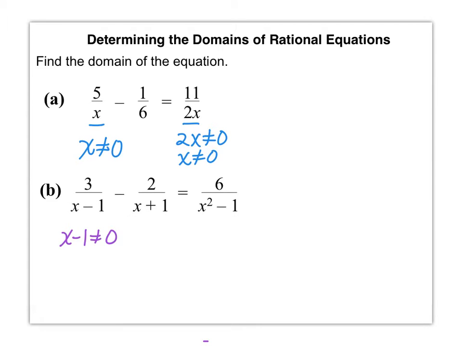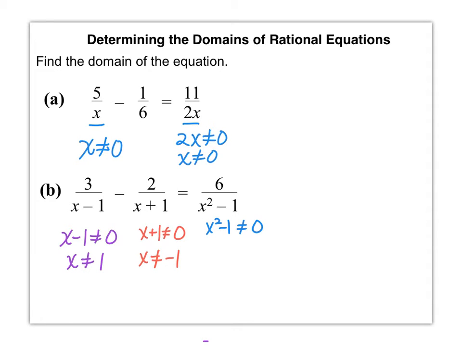By solving this for x, adding 1 to both sides, we see that x cannot equal positive 1. Looking at the second fraction, we see x plus 1 in the denominator, so that entire denominator cannot equal 0. That's a restriction on the domain. By subtracting 1 from both sides, we see that x cannot equal negative 1. On the right side of the equation, we have the denominator of x squared minus 1. So we can say x squared minus 1 cannot equal 0 as well.